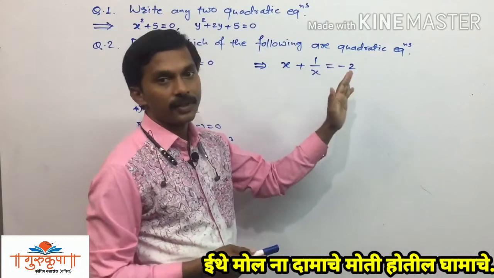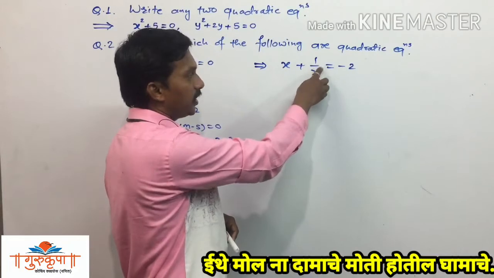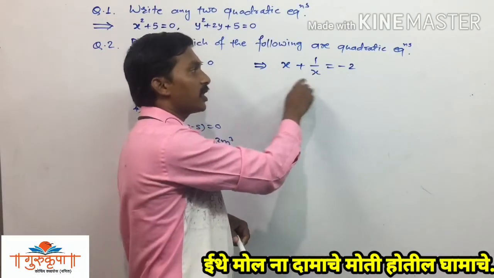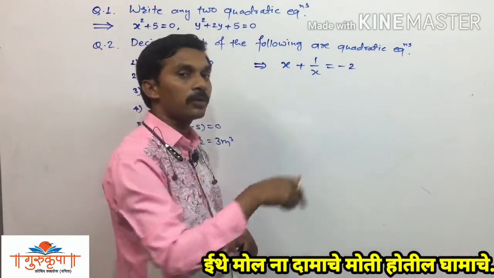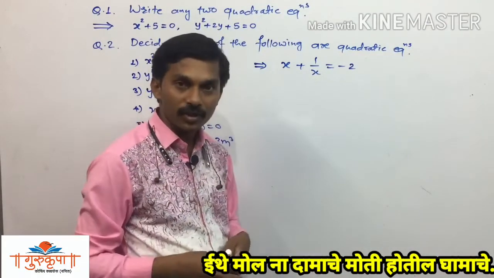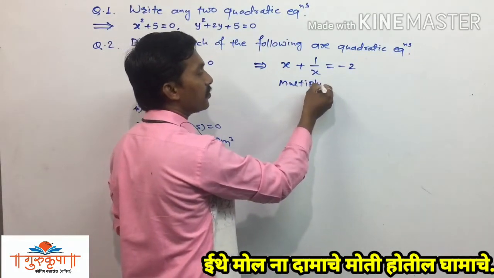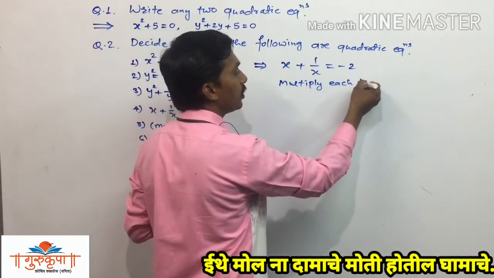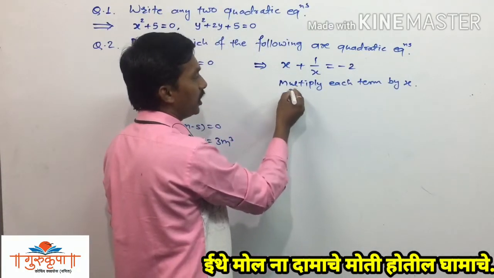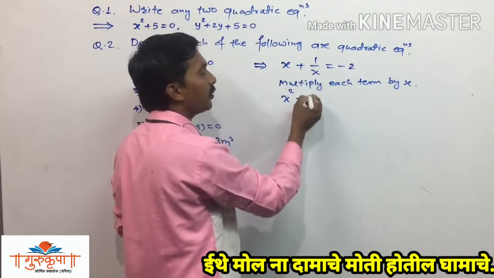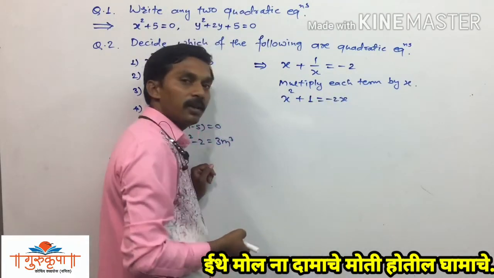We have to simplify it. Simplification is very important. So we will simplify this. Here x is in the denominator, so for removing this x we will multiply each and every term by x, and then after writing it in the standard form we will decide whether it is a quadratic equation or not. So multiply each term by x. x multiplied by x is x square, plus 1 upon x multiplied by x is 1 only, is equal to minus 2 multiplied by x is minus 2x.